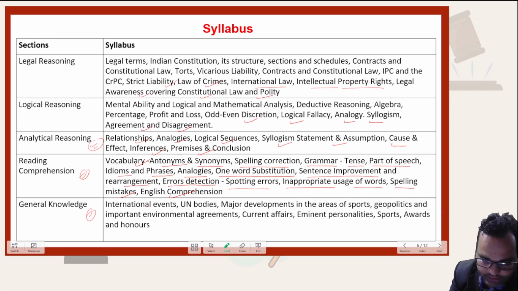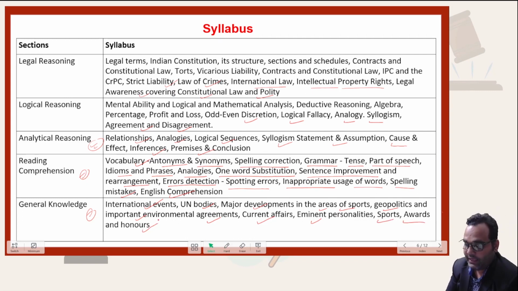Then from general knowledge: international events, United Nations bodies, major developments in the areas of sports, geopolitics, important environmental agreements, current affairs, eminent personalities, sports, awards and honors. These are the important sections.